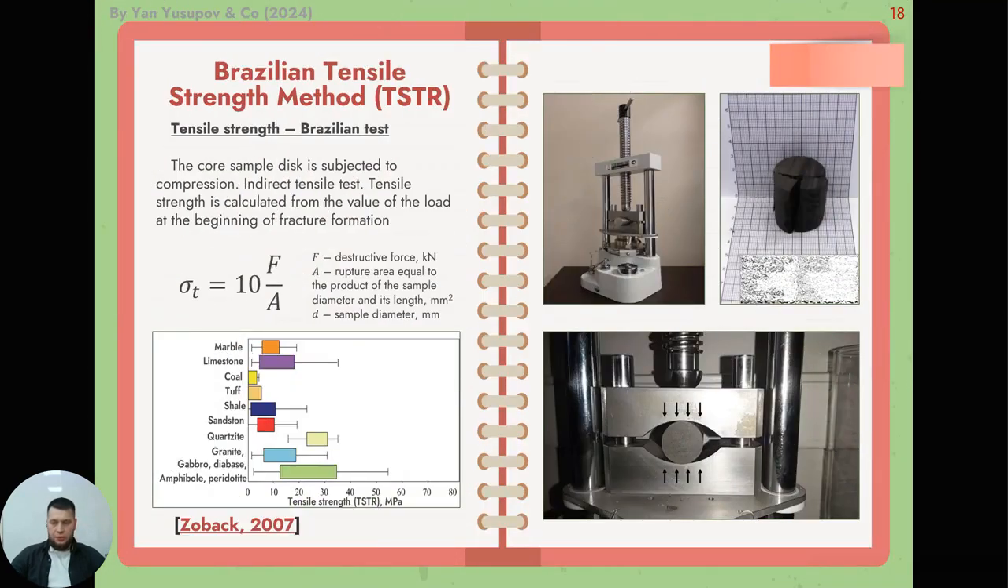As I said before, the most popular and direct technique for TSTR is the Brazilian test. In this technique, the rock sample is also cut into a circular rod shape, but it's loaded from its side by a compressive force. When loading a rock specimen between two plates, the rock becomes elliptical, and because of this, tensile stress arises in the middle of the rock. So the rock will eventually fail into two or more pieces.